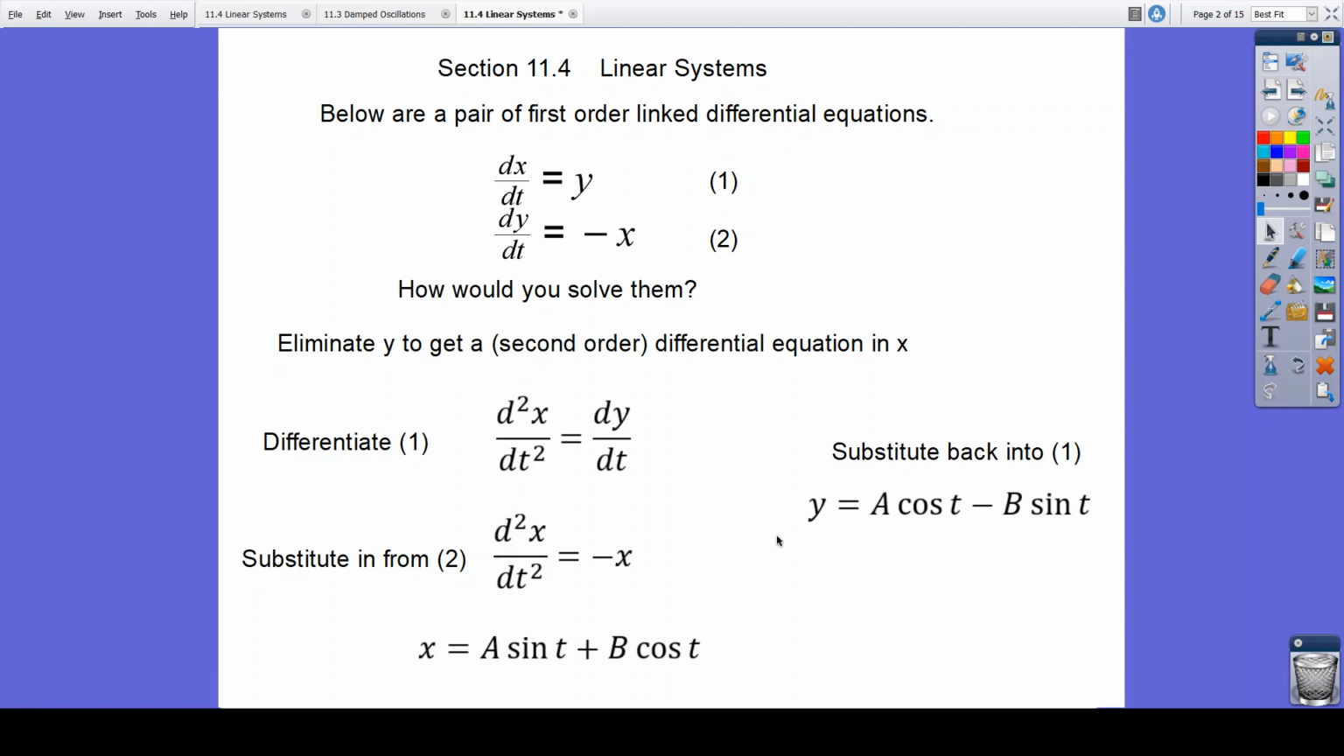And notice that therefore, when we work out a and b using probably initial conditions on the values of x and y, that will then give us the values of a and b for both x and y. That was a rather simple example, so let's look at a slightly more difficult one.